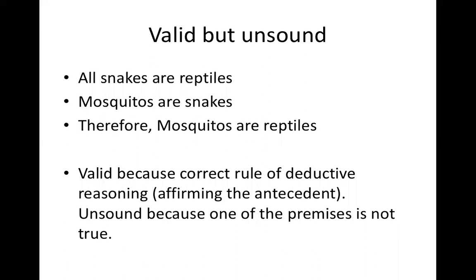Now let's see this one, valid but unsound. All snakes are reptiles, that is true. Mosquitoes are snakes, that is false. Therefore, mosquitoes are reptiles, that is false. So the problem of falsehood began with premise 2 and ended in the conclusion. Now, what kind of argument is this? It affirms the antecedent. So it's a modus ponens. And in fact, it's a valid modus ponens. So it's a valid argument. But it does not contain true information. So it is valid but unsound.